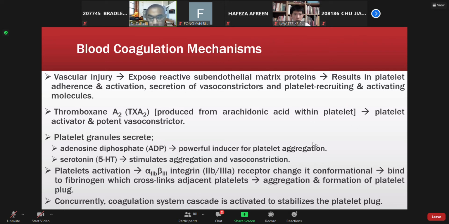Then, in the principle of anti-platelet drugs, the drugs used to prevent the aggregation or activation of the platelet will block this receptor. So this receptor cannot hinge or connect with the receptor from the other platelet. Concurrently, all these coagulation system cascades are activated and stabilize the platelet plug. So all this happens at the same time.